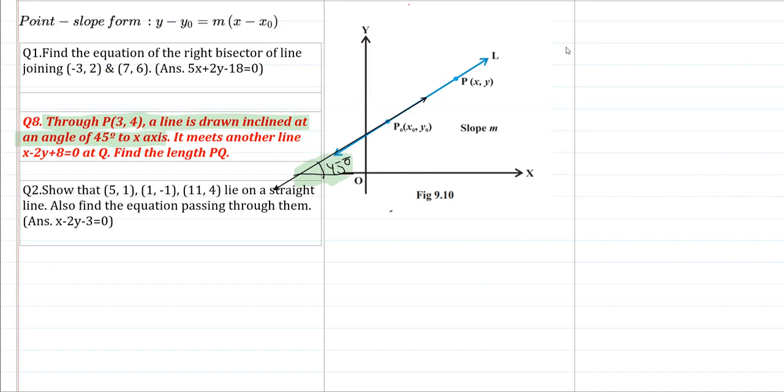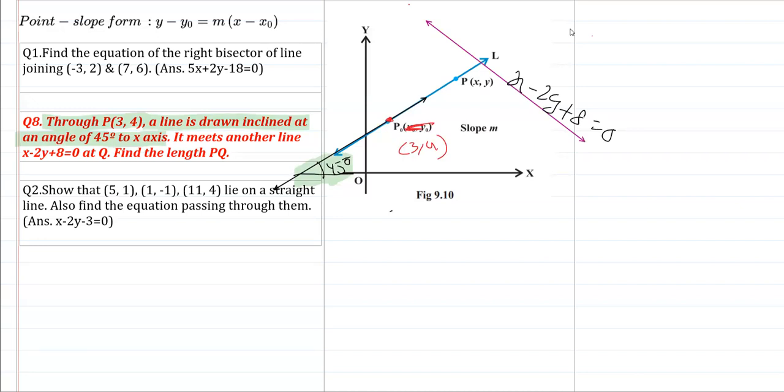Now, say it is drawn through a point. Let's say I took this point, say P only, and I can write its coordinates as given, (3, 4). It meets another line, say this one. This is another line and the equation of this line is given. We can write the equation of this line as x minus 2y plus 8 equal to 0. We know the equation of this line.